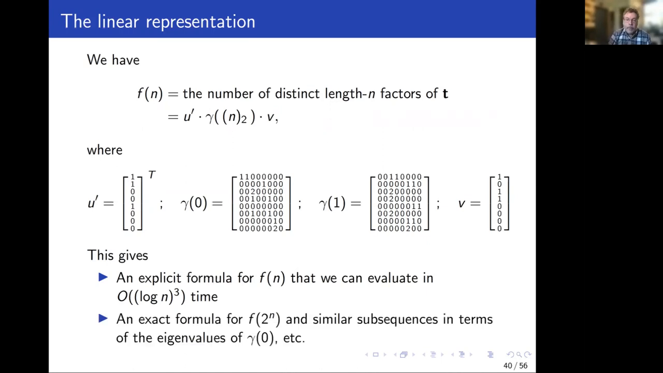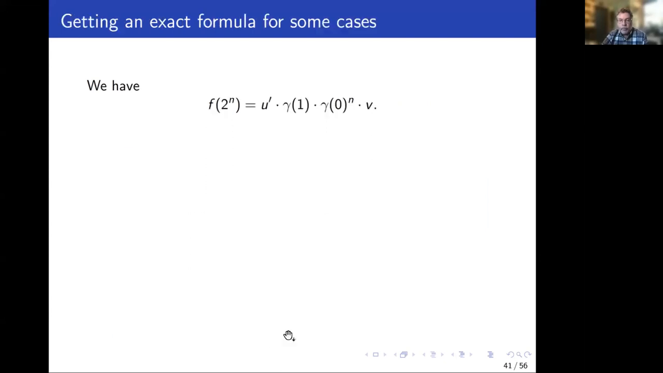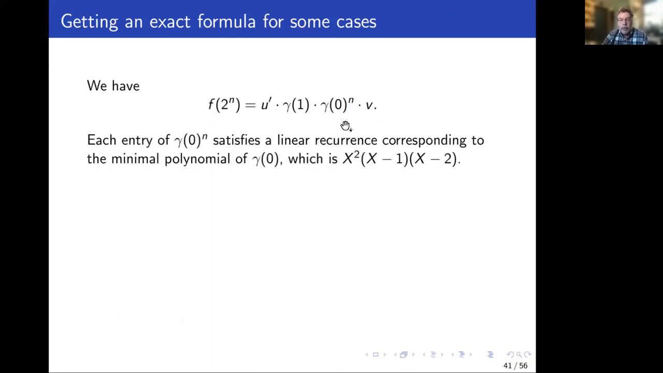And furthermore, because we have this matrix representation now, we can get an exact formula for f of 2 to the n, because what is 2 to the n in base 2? It's 1 followed by n zeros. So that's like gamma 1 followed by the nth power of this matrix. And therefore, we can get an exact formula for f of 2 to the n in terms of the eigenvalues of gamma of 0. So here, f of 2 to the n is u prime gamma of 1, gamma of 0 to the n, v.